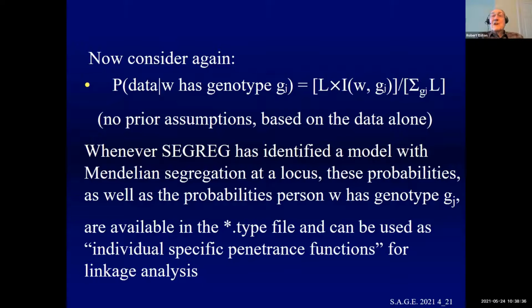Right. What you're saying is these individual specific penetrances weren't written out. They were computed as part of getting the genotype probabilities. They just weren't written out. In other words, in the type file, there were only 3 probabilities, not 6 as currently. Is that what you're saying?